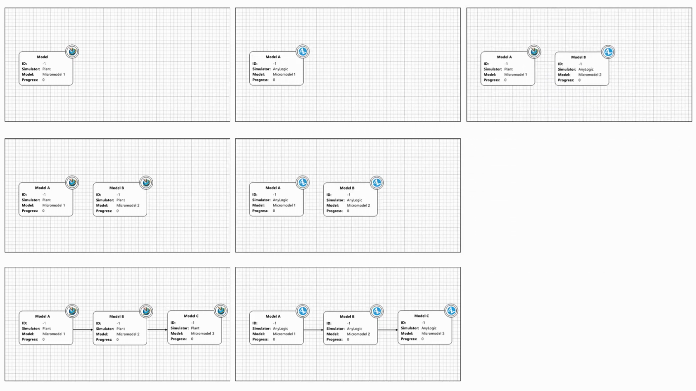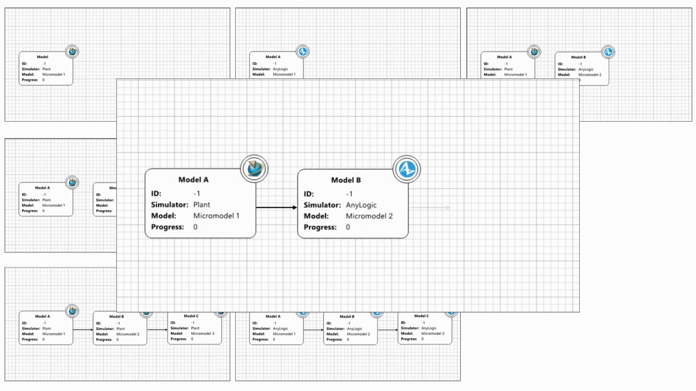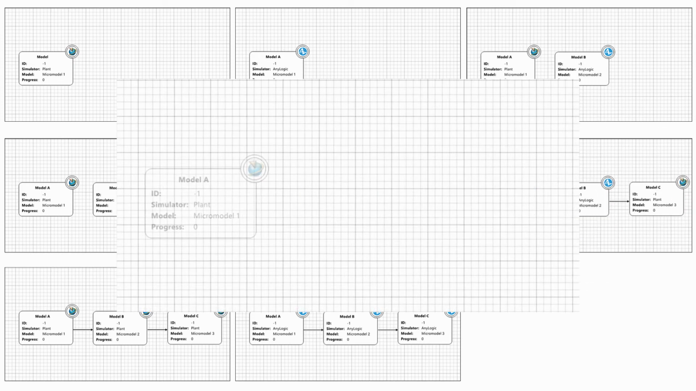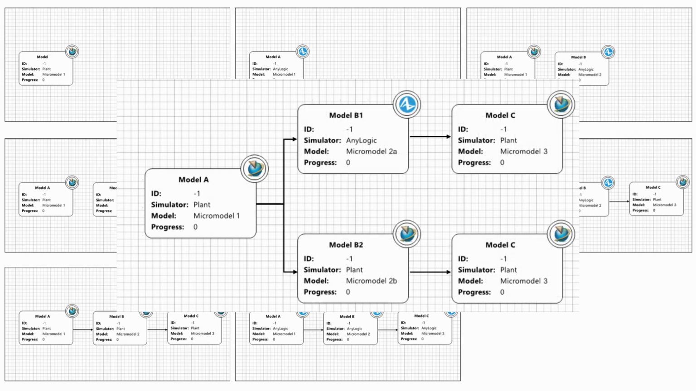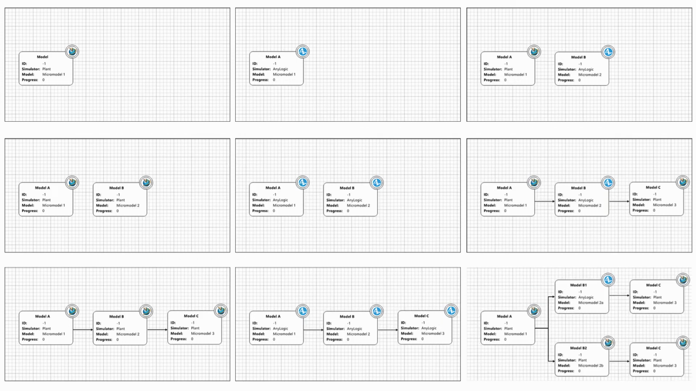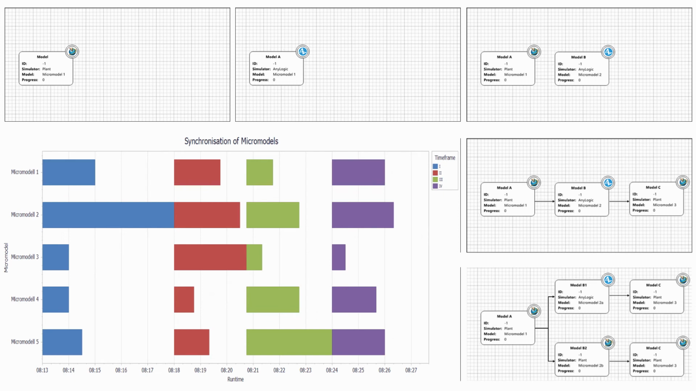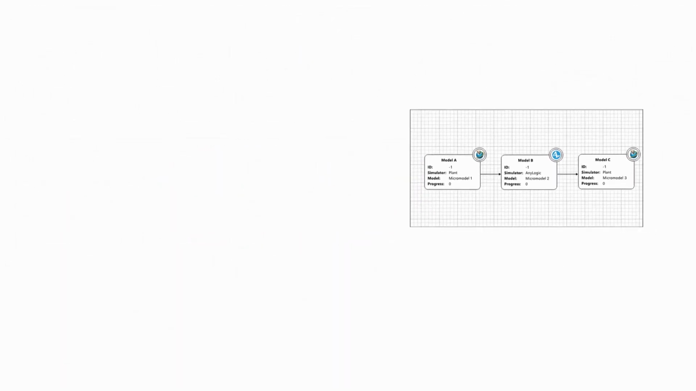Furthermore, it is also possible to integrate the micro simulations horizontally simply by defining entities passing from one model to the next one. This solution is not just limited to PlantSimulation or Anylogic models. They can be combined in almost any fashion to any process topology. The cycle of synchronization between the models is not predetermined and depends on the slowest micromodel, which determines the speed of progress of the combined model execution.